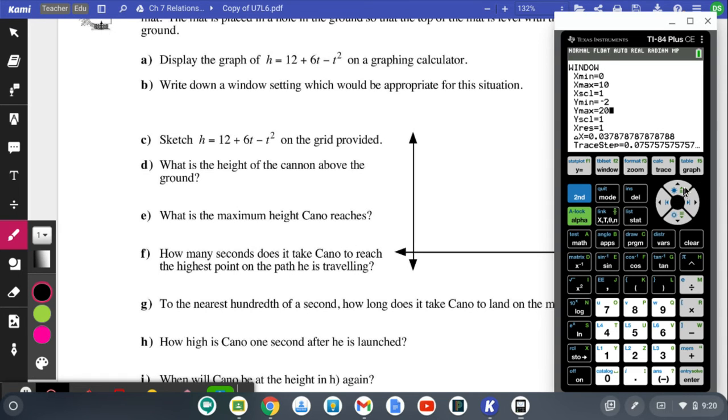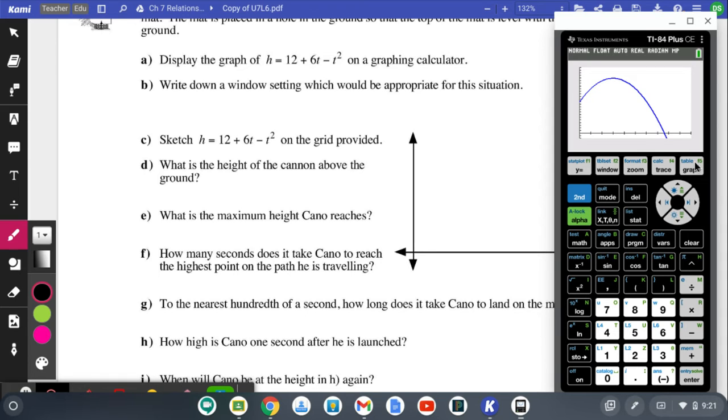Okay, let's hit graph and see what happens. Oh, we still need more than 20. Okay, back to your windows. Change the maximum on your y value to be 30. Okay, sure. I don't care. 25 or 30 doesn't matter. Hit graph. There. That's the part of our picture that we need. Understanding that the equation gives us a huge parabola, but we don't need it all for the context.